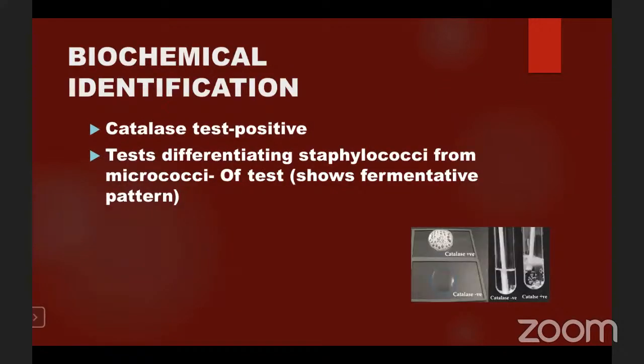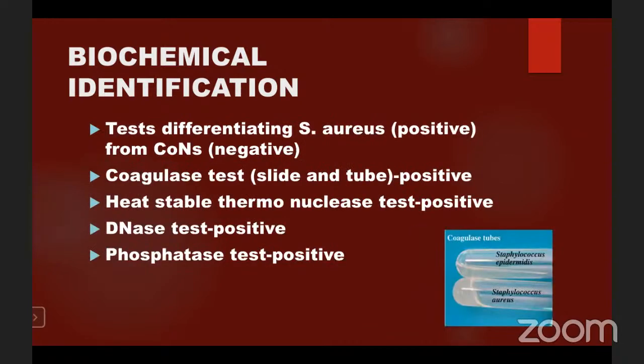Next one is the biochemical identification. Catalase test is positive. The oxidation-fermentation test differentiates staphylococci from micrococci; it will show a fermentative pattern. The coagulase test differentiates Staphylococcus aureus from coagulase negative Staphylococcus. Staphylococcus aureus is positive and coagulase negative Staphylococcus is negative. Coagulase test, slide and tube, is positive. Heat stable thermonuclease test is positive.